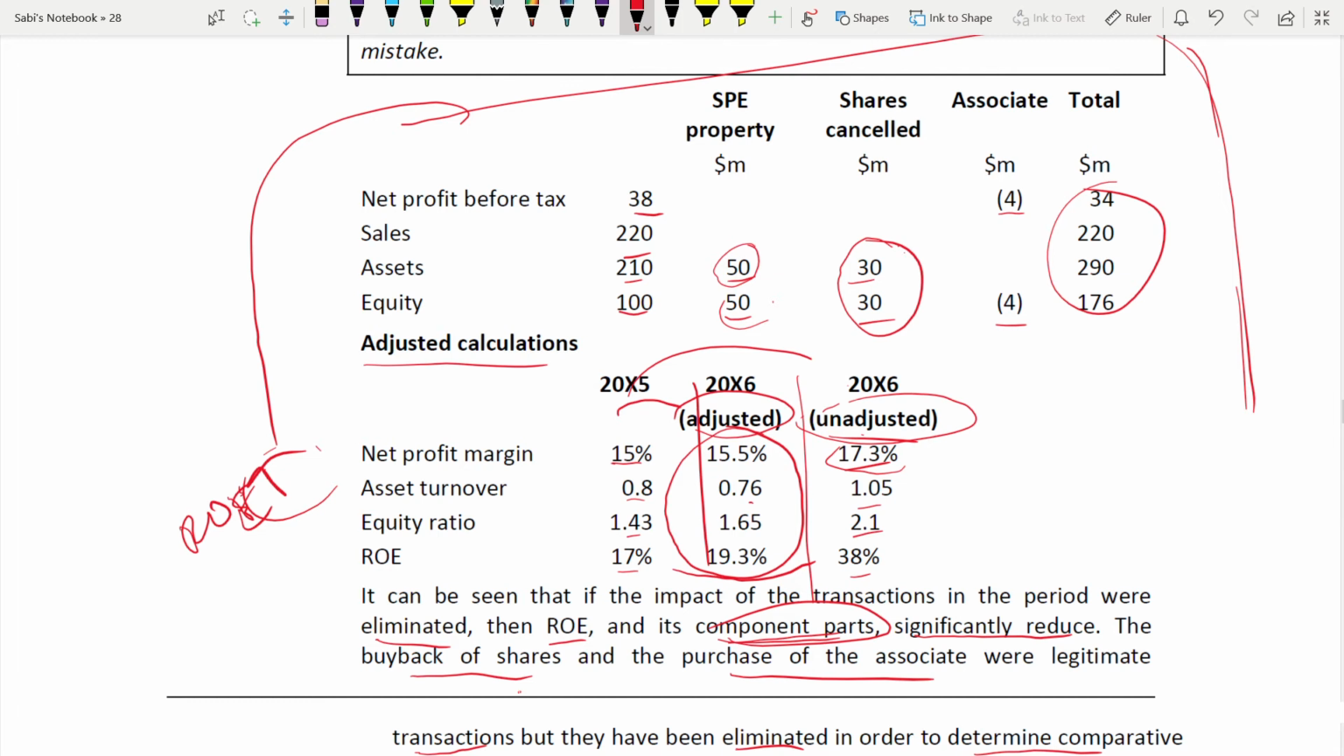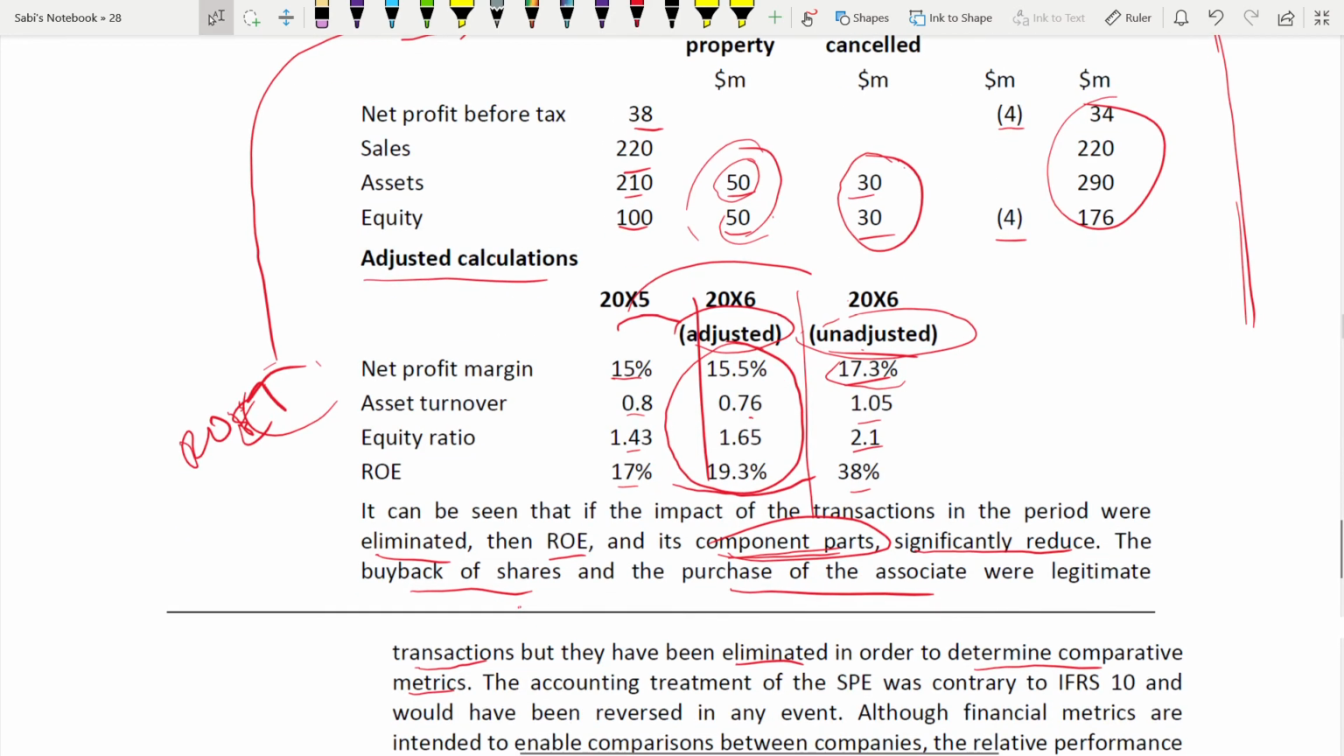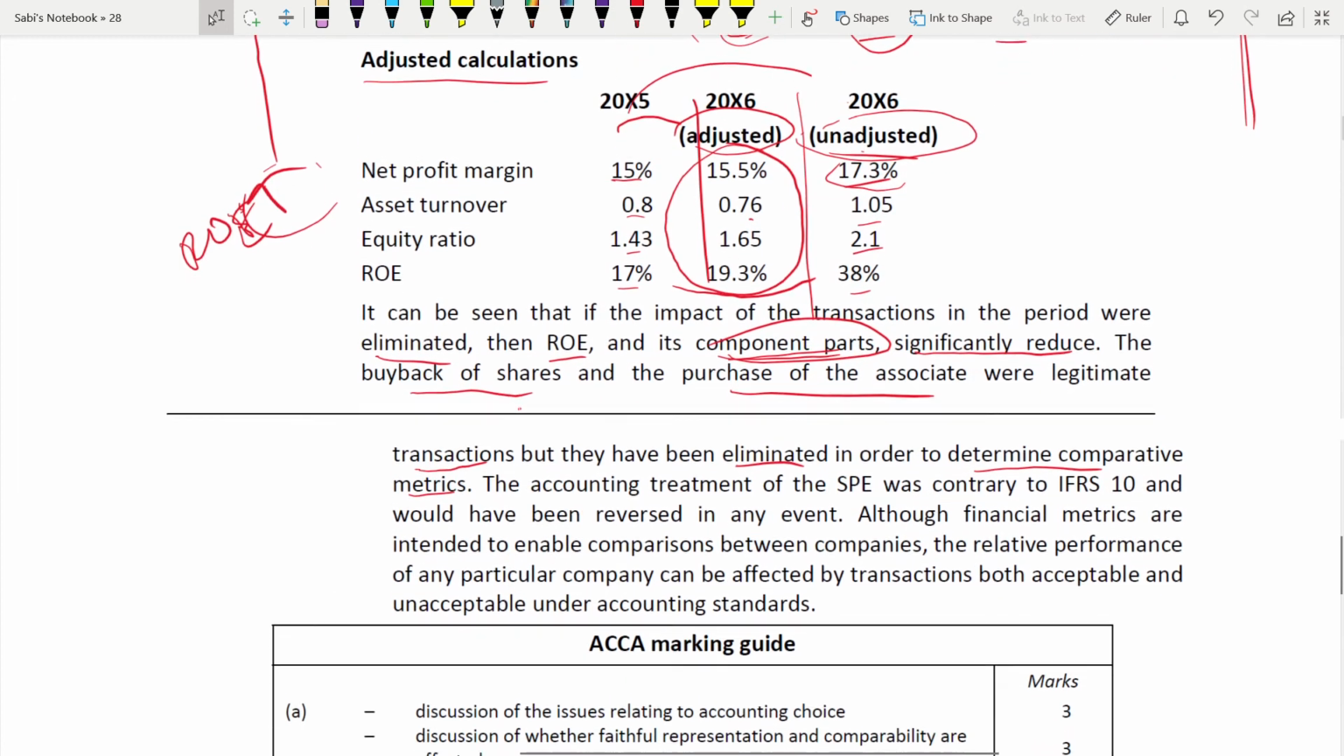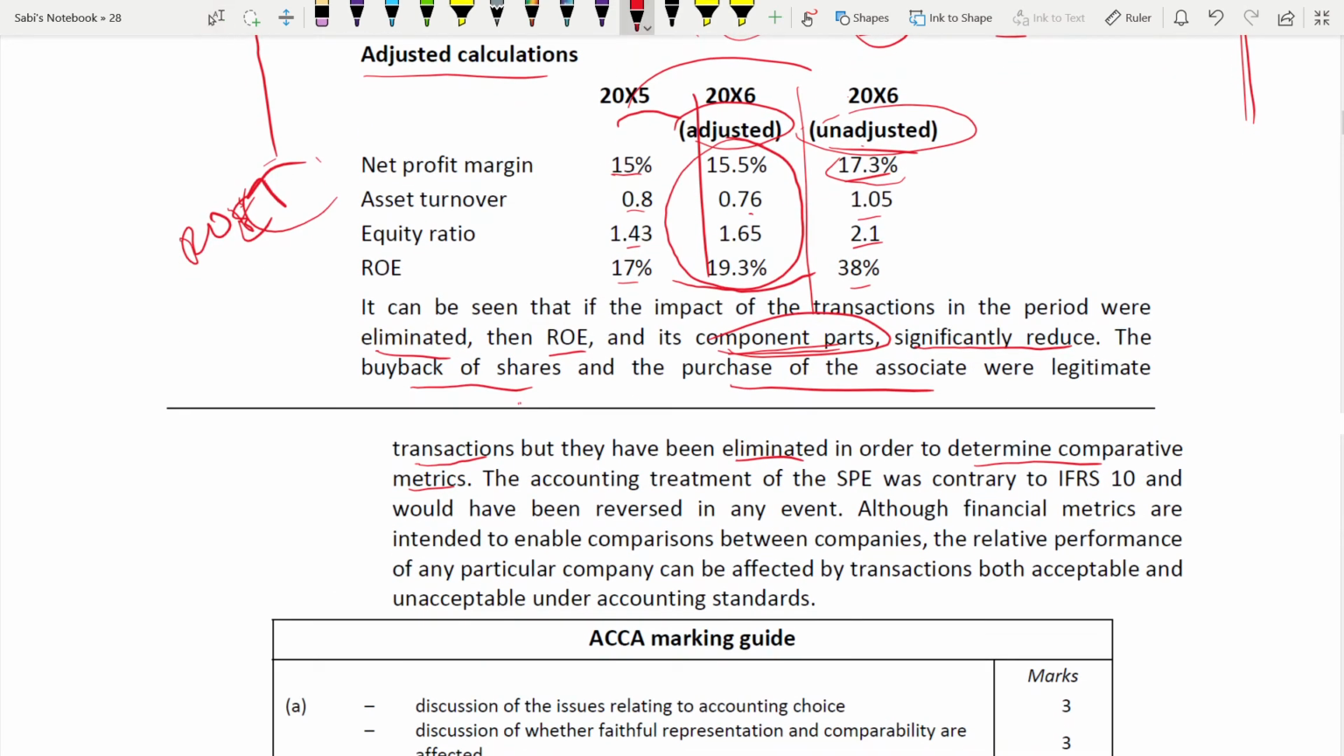And this you are adding because you have to consolidate. And the associate you have to deduct, because that associate was not there in the previous year. You have to deduct the profit from both equity as well as net profit before tax. The accounting treatment of SPA was against IFRS 10 because they didn't consolidate, and would have been reversed in any event.